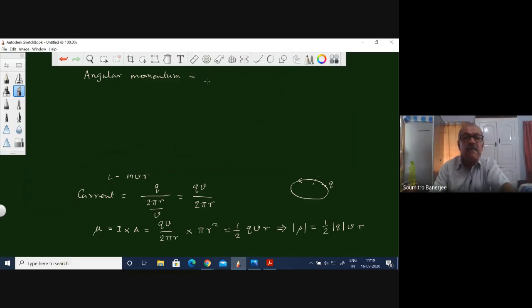So the angular momentum is then, we have seen, this mvr. Here is vr, so we can put mu as a vector as q magnitude by twice m, times L. So we are essentially using this.